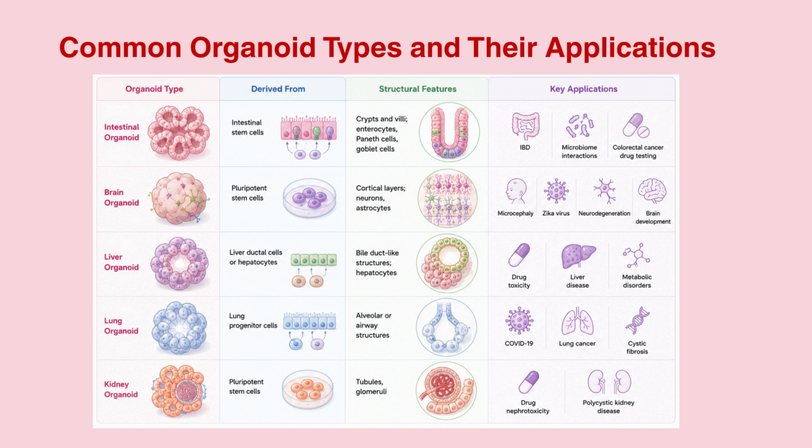Moving on to lung organoids, these are created from lung progenitor cells and develop alveolar or airway-like structures. They have become important tools for studying COVID-19, lung cancer, and cystic fibrosis. Finally, we have kidney organoids, which are also derived from pluripotent stem cells. They develop structures resembling kidney tubules and glomeruli, making them useful for drug nephrotoxicity testing and research into polycystic kidney disease. The key takeaway is that each organoid is designed to mimic a specific human organ, allowing researchers to study diseases and evaluate therapies in models that are much closer to real human tissues than traditional 2D cell cultures.